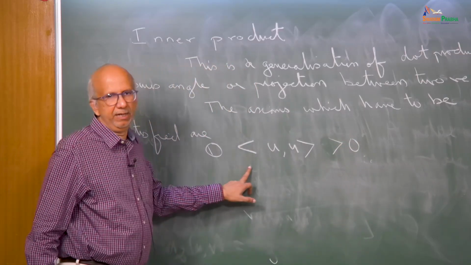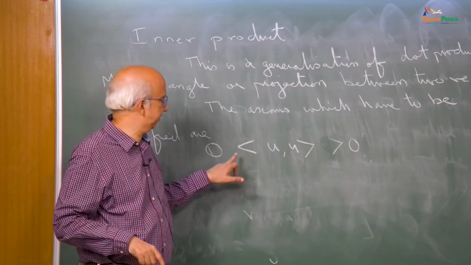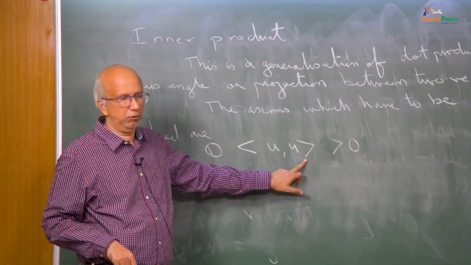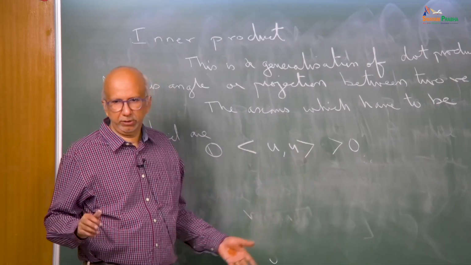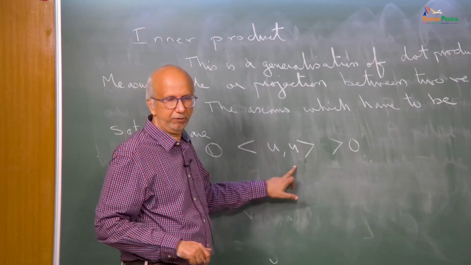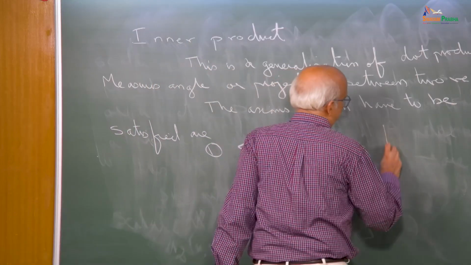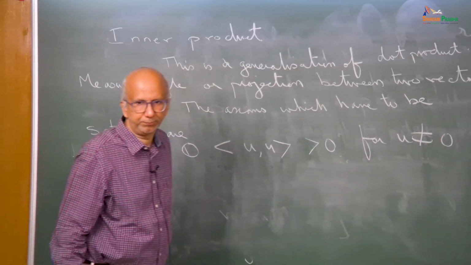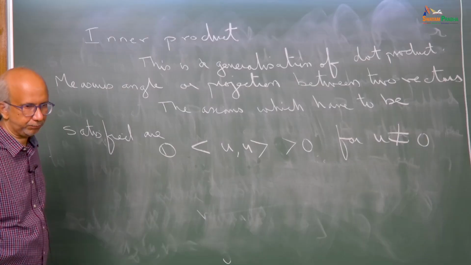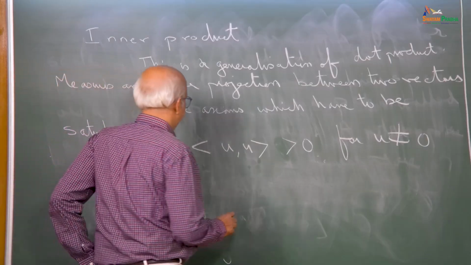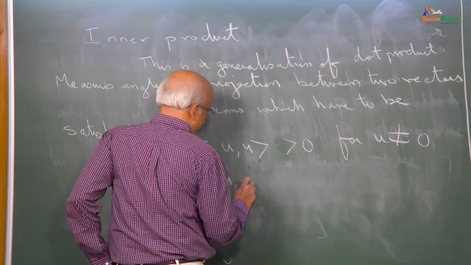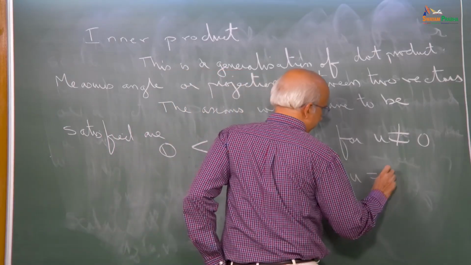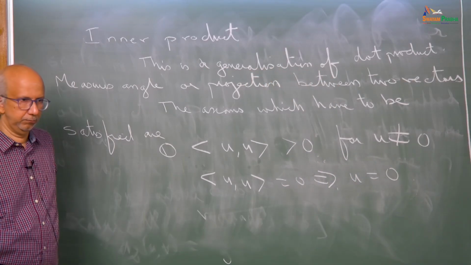this bracket, this is the symbol for inner product, okay. So, it is also a greater than sign, so do not get confused. So, this is the symbol for inner product. This is greater than 0 for u not equal to 0. And inner product of u with u is 0 implies u is 0, okay.